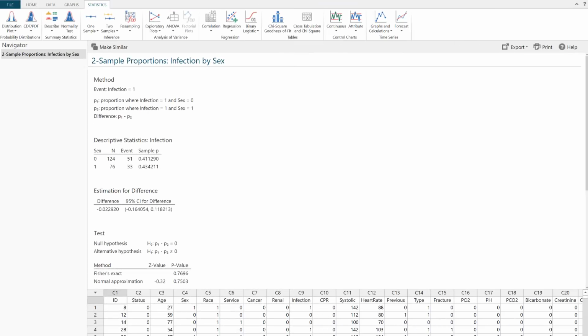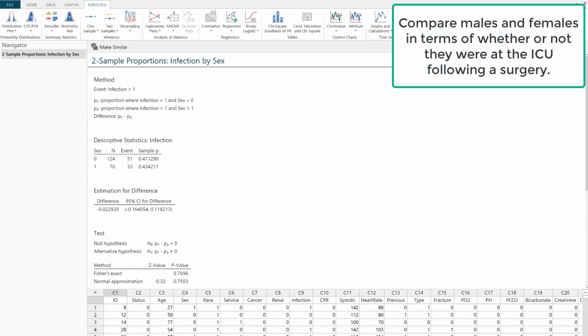I'm going to use the ICU admissions dataset from the Lock5 textbook again. Let's say that I want to compare males and females in terms of whether or not they were at the ICU following a surgery. I want to know if the proportions are different. Step 1 is to check assumptions and write hypotheses.